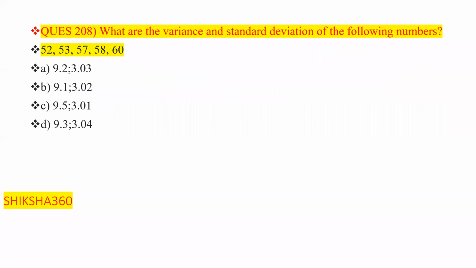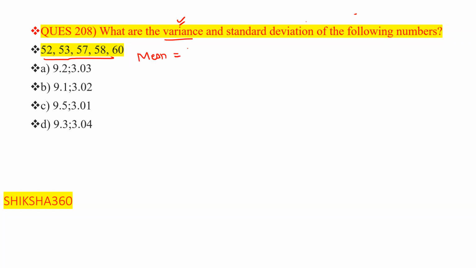Now move to the next question, a little bit numerical based question, very easy. They are asking what are the variance and standard deviation of the following numbers. They have given 5 numbers: 52, 53, 57, 58 and 60. So how to calculate the variance? First of all, we have to calculate the mean of these numbers.